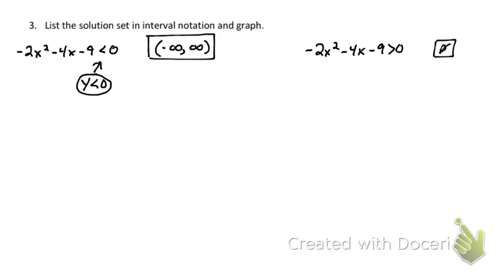All right, so if there are no real zeros, your answer is either going to be everything or nothing. Just make sure you draw it correctly. So once again, if there's no zeros, it's either going to be everything or nothing, depending on what direction it turns and what they're asking.